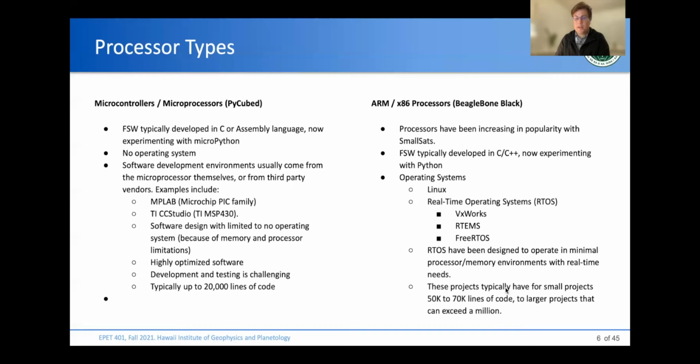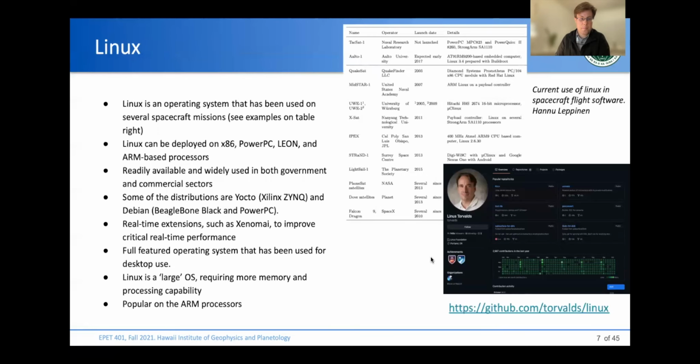Now, the code base for these higher level processors usually goes to 50, 70, 100,000 lines of code. It's much more code to manage and handle. So the complexity is significantly higher. So let's talk a little bit about these operating systems and what's available out there.